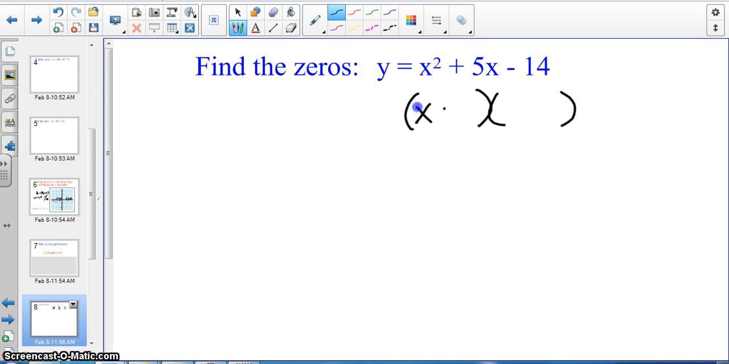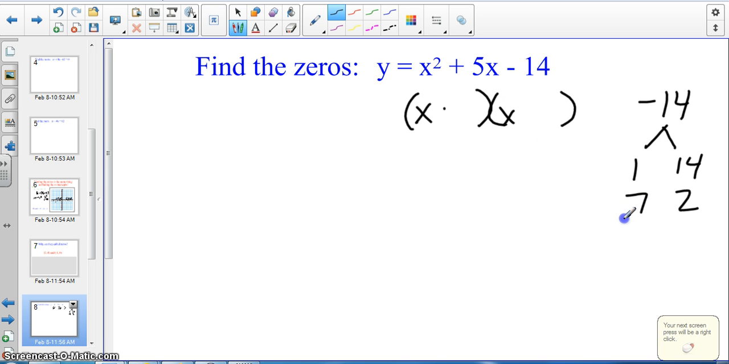So x and x. Two numbers that multiply to negative 14 and add to 5. Well, 1 and 14. 7 and 2. Look at those numbers. Which numbers will give you a combination to add up to positive 5? So remember, one's going to be negative, one's going to be positive. So let's try 7 and negative 2. 7 minus 2 is 5. There we go.